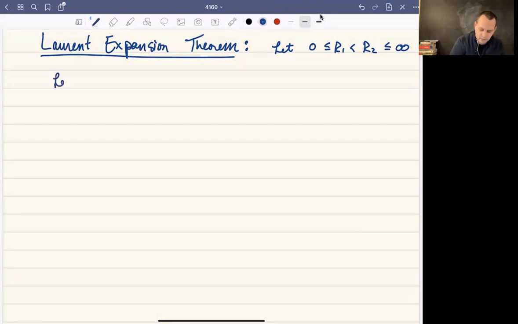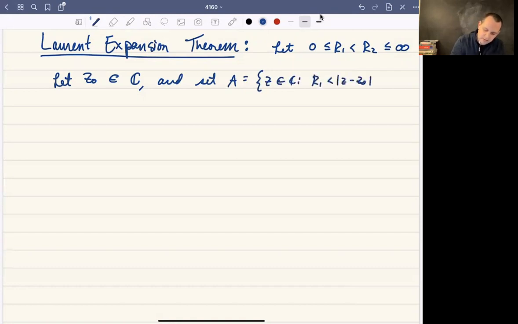Let Z0 be some value in the complex plane, and I'm going to set A, for annulus, to be the set of complex numbers where the modulus of Z minus Z0 is greater than R1 but less than R2. This might be slightly backwards from the way I wrote it before, but the idea is pretty simple. We just have an annulus. I'm going to call this A. R1 will be the inner radius, R2 is the outer radius.